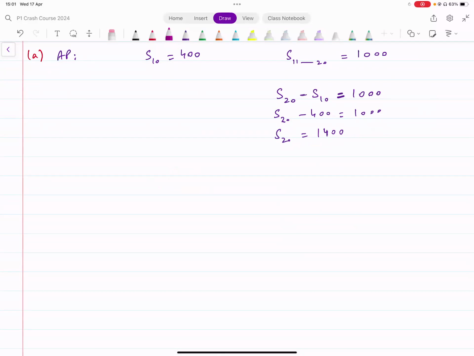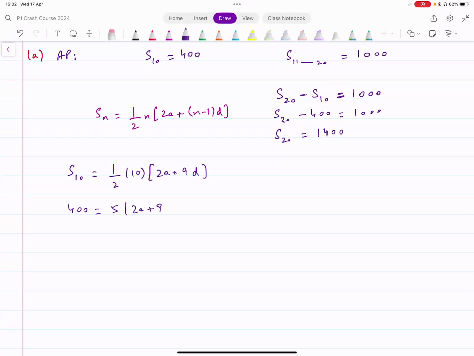Remember the sum formula that we've got? This is the sum formula. Half n into 2 times a plus n minus 1 times the difference. Let's find S10. What would S10 be? Half into 10 into 2 times a plus n minus 1. That means 10 minus 1, which is 9 times the difference. This should equal 400. 400 equals 5 into 2a plus 9d. This is one equation that we're getting.